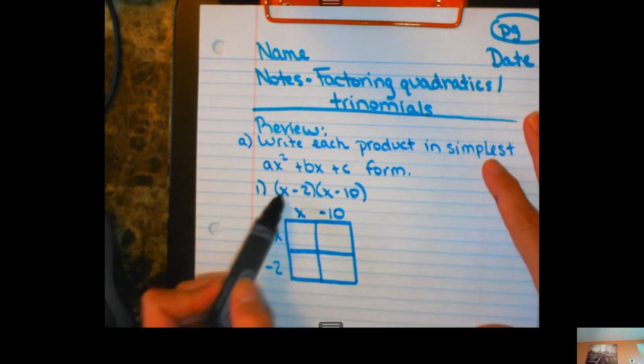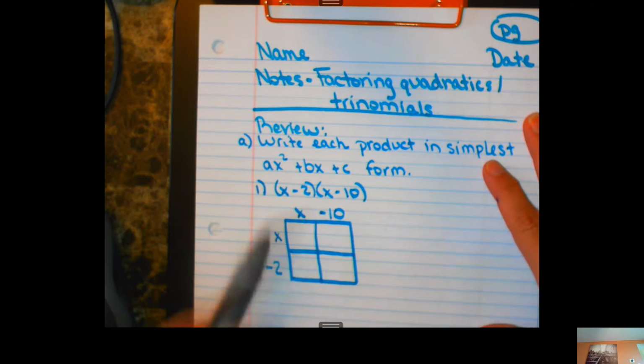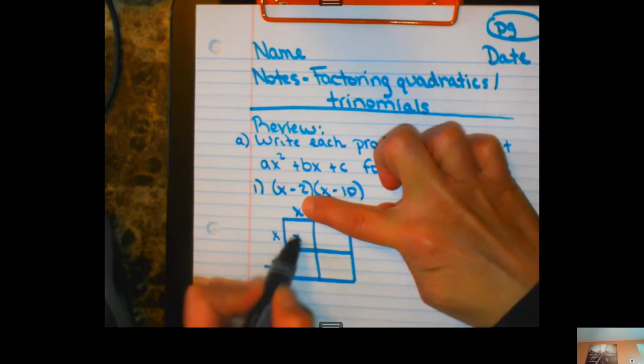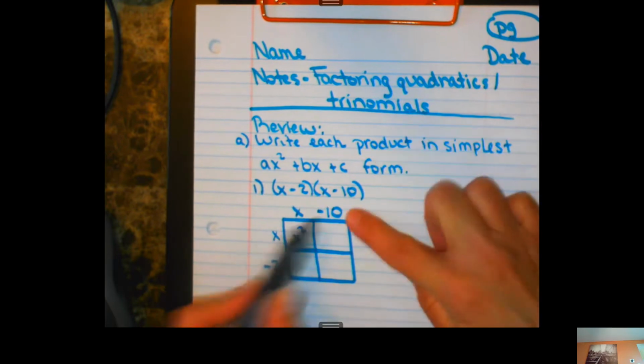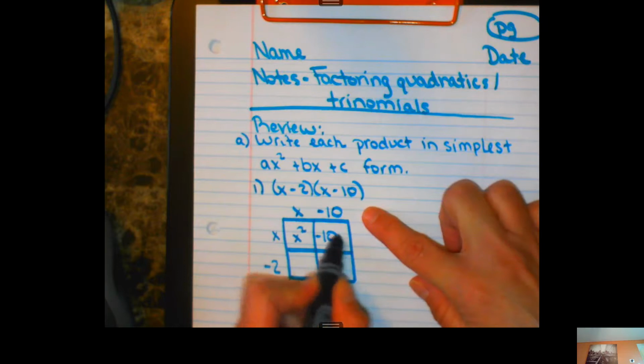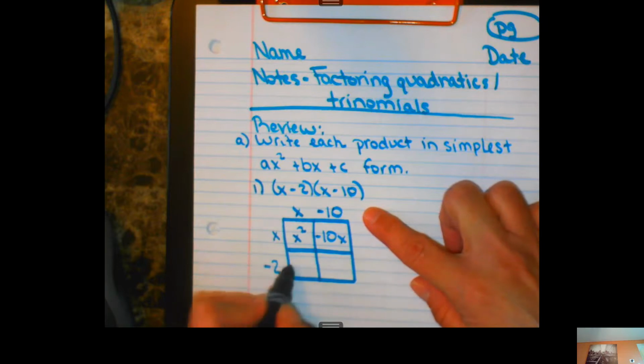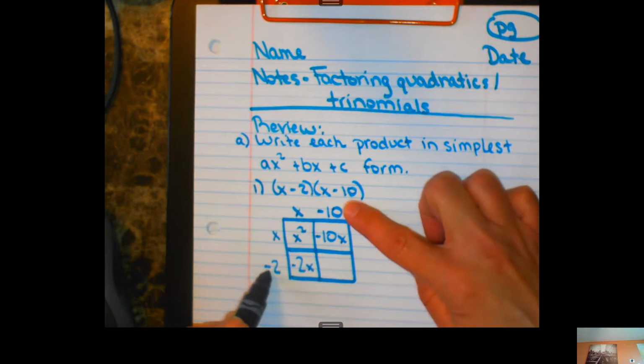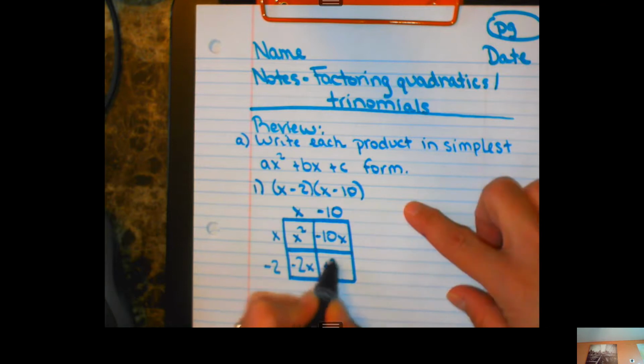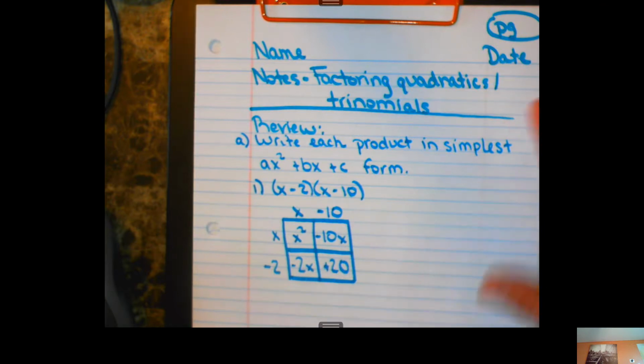So basically, I'm multiplying x times everything here. So x times x is x squared. X times negative 10 is negative 10x. Negative 2 times x is negative 2x. And negative 2 times negative 10 is a positive 20. Notice I'm putting the signs in.